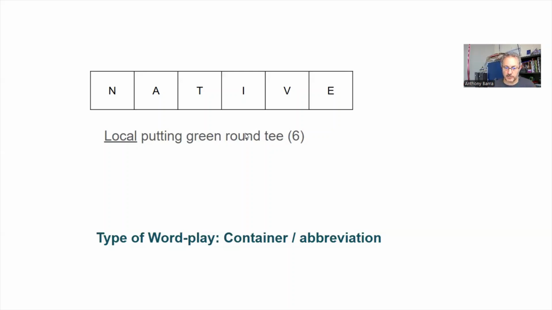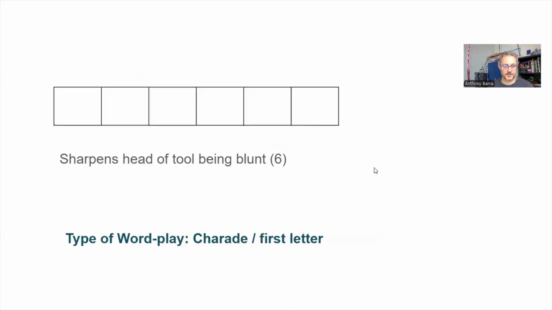So putting green round T can also be putting green round T. And if you put green around T, you could put the word naive, which is a synonym for green, around a formal abbreviation of T, which is the letter T. So you could see here we have naive around T. And that's our first example. You could see the T is contained within another word, naive.